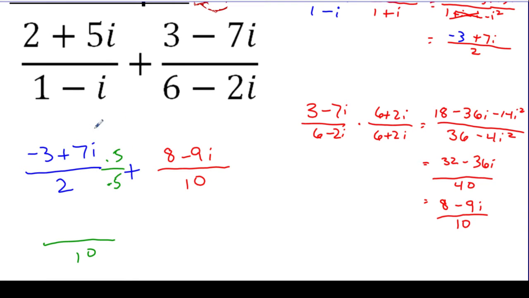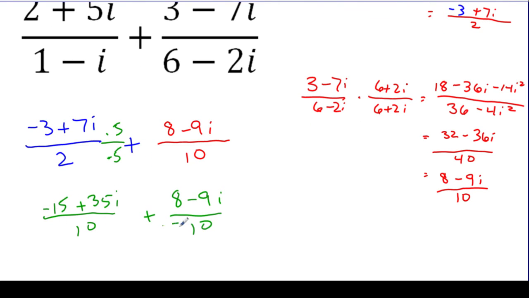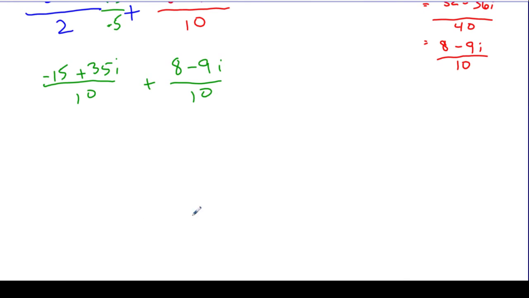The top of my fraction is going to be 5 times -3, which is -15. 5 times 7 is 35i. So I changed the first one so that it has the same denominator as the second one. They both have 10. Now I'm going to simplify. Now that they have a common denominator, I'm going to add together the numerators. That's how we add together fractions. So I'm going to go to my problem and say this should be all over 10.